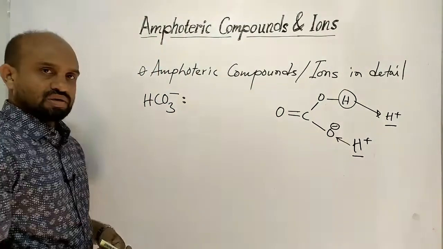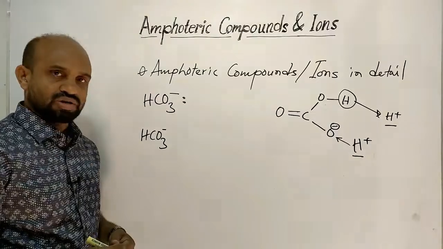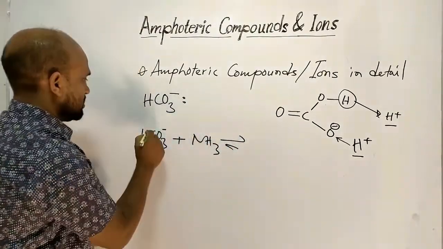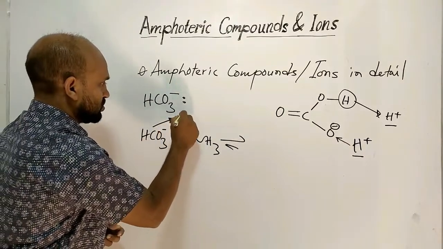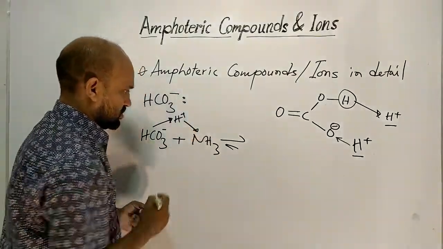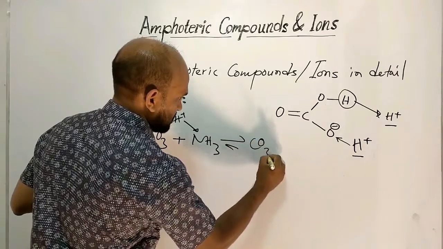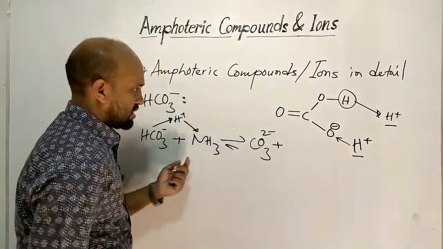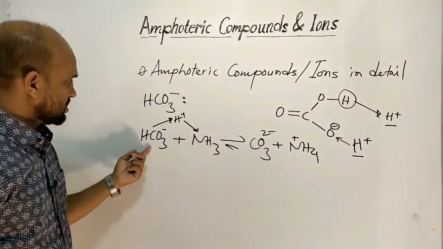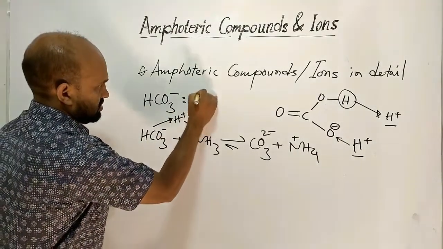Now let's see a chemical reaction. This is bicarbonate ion. When it is added to ammonia, it releases a proton and ammonia accepts that proton. After that, it becomes carbonate ion and ammonia becomes ammonium ion. So in this reaction, bicarbonate ion acts as acid.